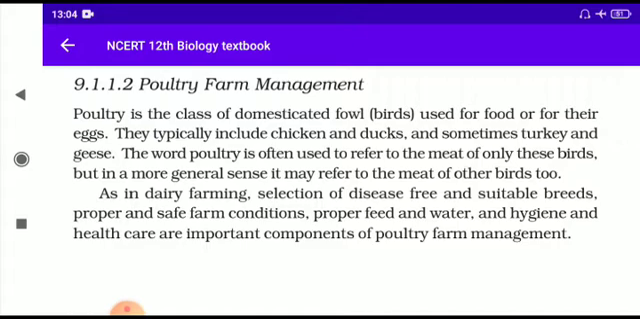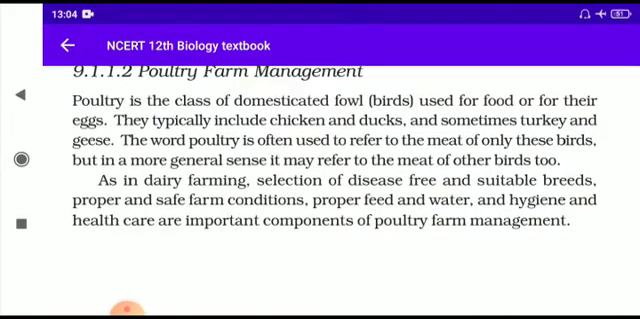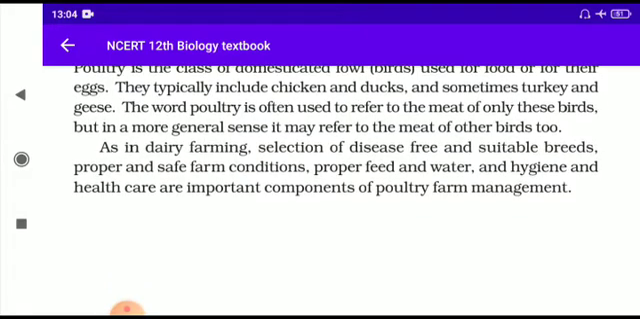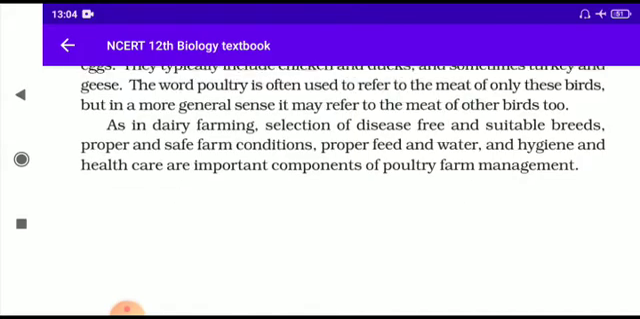The word poultry is often used to refer to the meat of only these birds, but in a more general sense, it may refer to the meat of other birds too. As in dairy farming, selection of disease-free and suitable breeds, proper and safe farm conditions, proper feed and water, and hygiene and healthcare are important components of poultry farm management also.